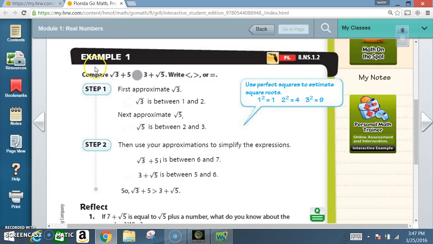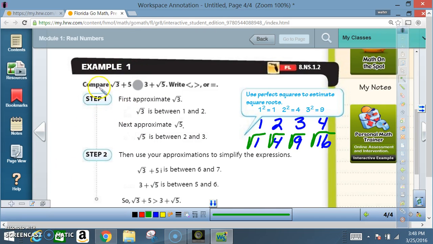Okay, so to do example 1, we're going to use the same technique that we used in the previous video. All right, example 1, compare the square root of 3 plus 5 to 3 plus the square root of 5. First, we approximate the square root of 3. Remember our technique, we write down about 3 or 4 numbers in order.